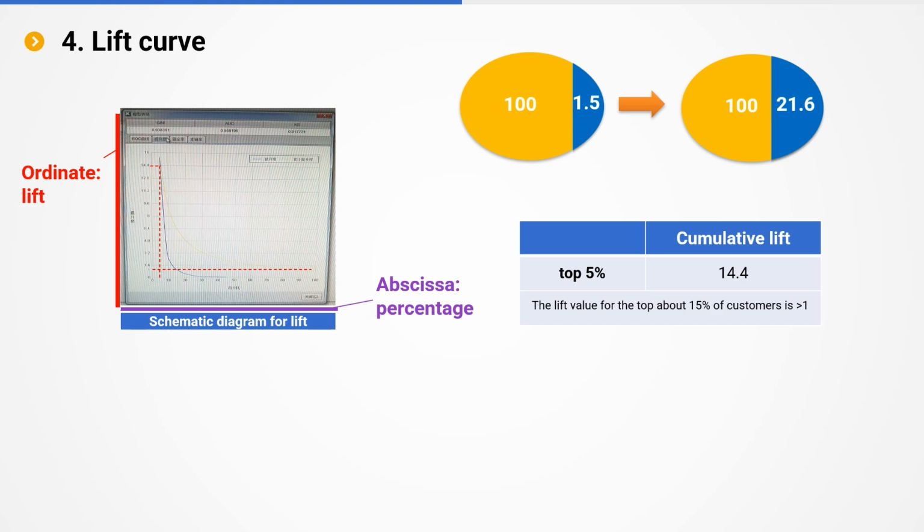According to the lift curve, we can decide what percentage of customers in the probability ranking should be selected for marketing. The steeper the lift curve, the better the ability of the model to select high-quality customers. For example, the lift curve in this figure is a good model, which can help us find the target customers more effectively, thereby finding the most promising potential customers at the lowest cost.